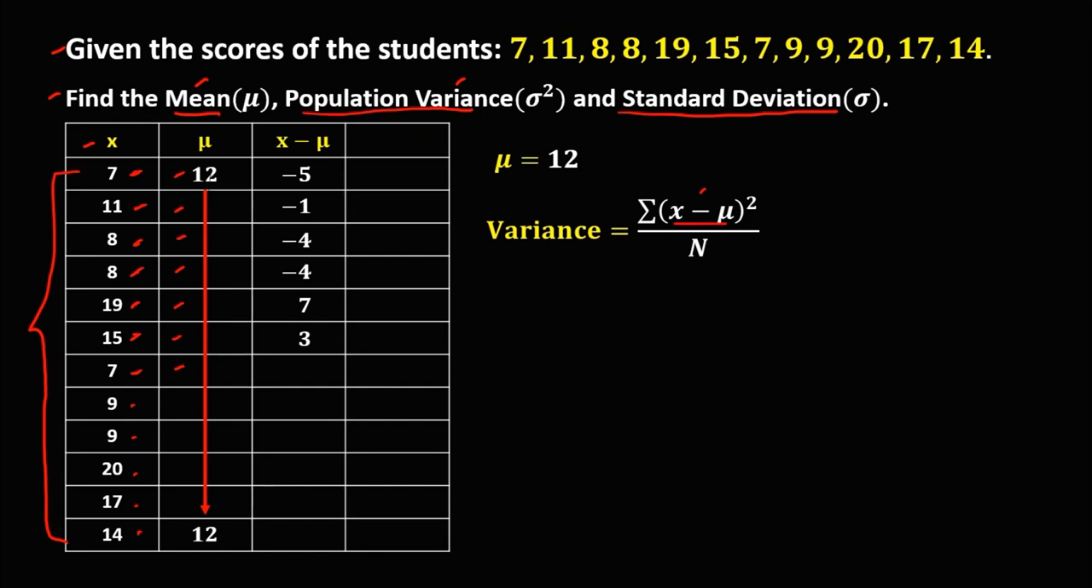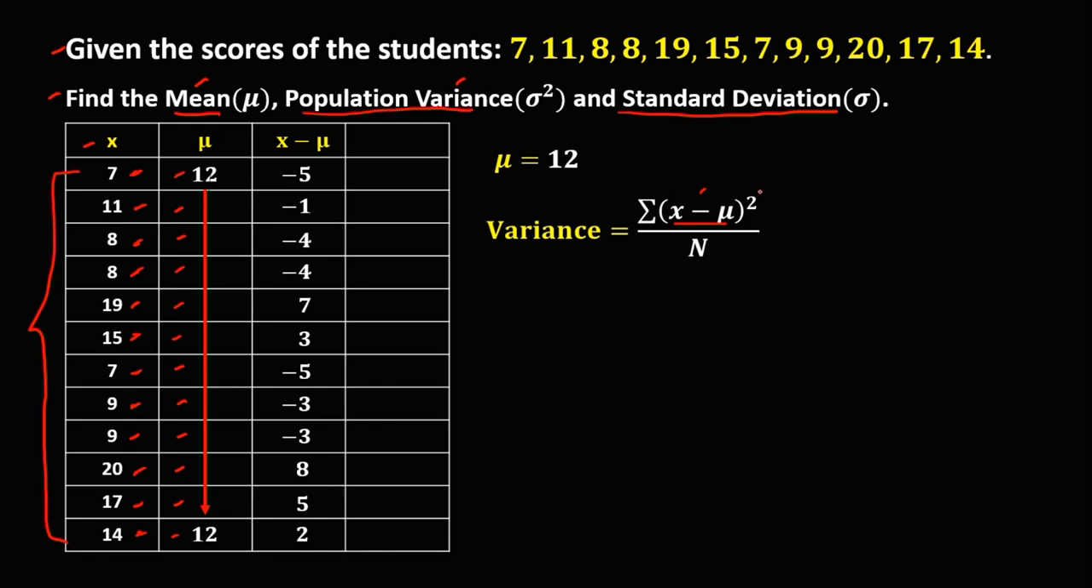7 minus 12, that's negative 5. 9 minus 12, that's negative 3. 9 minus 12, that's negative 3. 20 minus 12, this one is 8. Then 17 minus 12, that's 5. And 14 minus 12, that's positive 2. So these are now the values for this column.